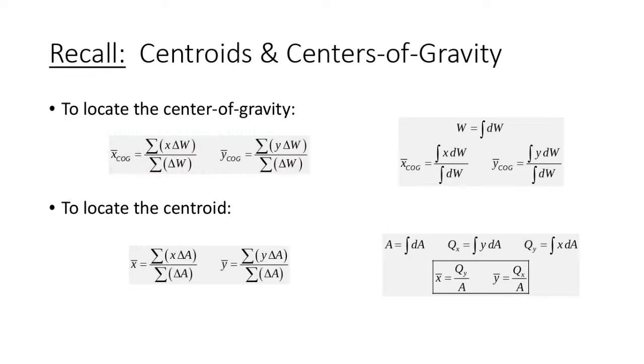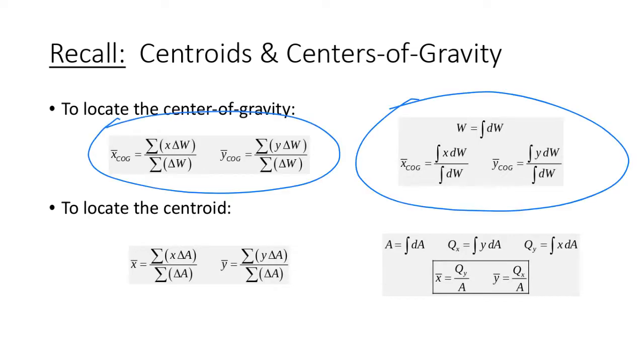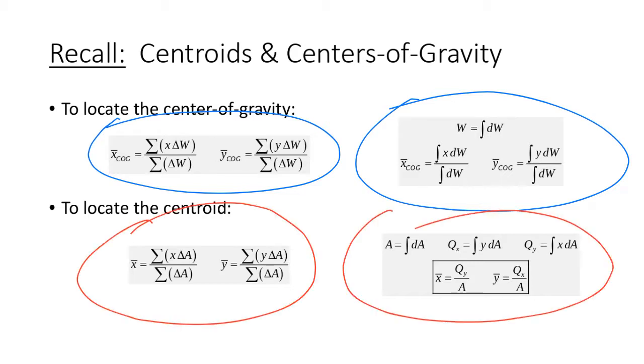Just a quick recap. These are the formulas that we had derived from the lecture last time. We had basically two sets of formulas. We had how to compute the center of gravity, and then there are also the expressions for the centroid. Largely they're the same. The only difference is with the centroid, we're looking at it in terms of area, whereas with the center of gravity, we're looking at it in terms of weight.